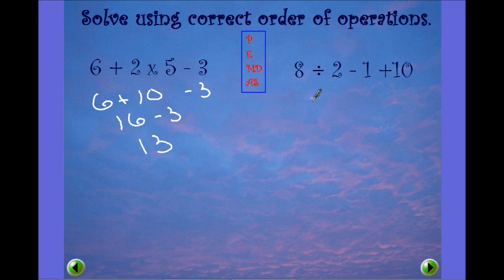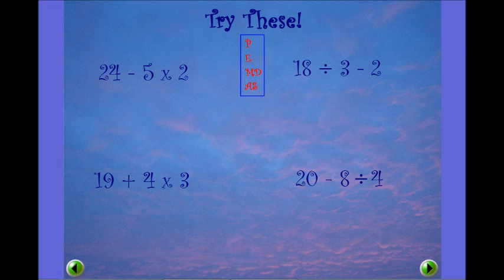Over here I'm going to do the division first, so 4 minus 1 plus 10. Then I'm going to go 4 minus 1 is 3. 3 plus 10 is 13. Alright, same thing, go ahead and try these, come back when you're ready.